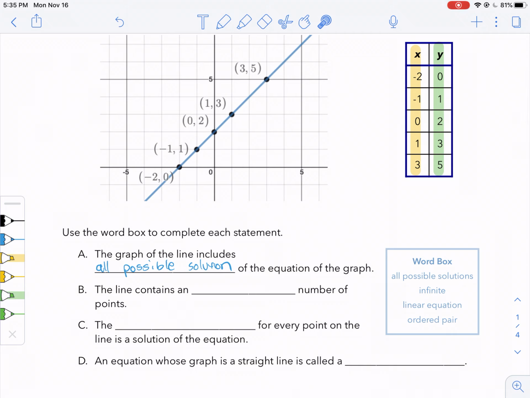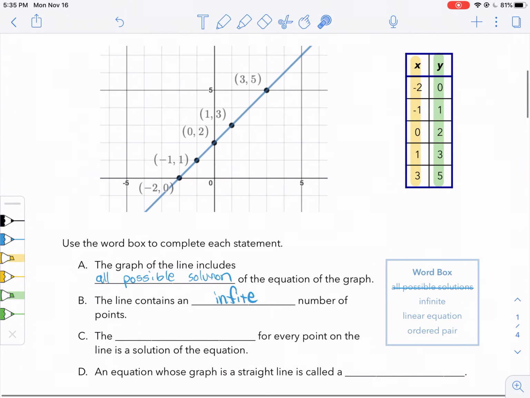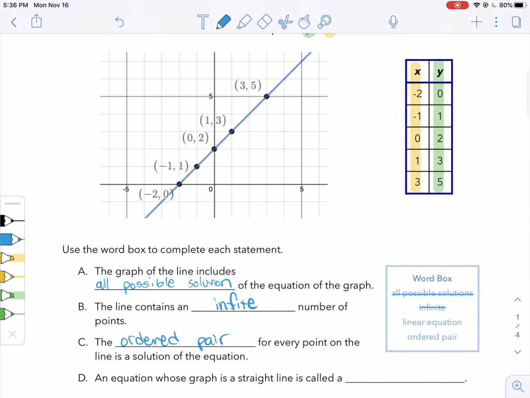So you can say that this line contains an infinite number of points. And it looks like 5, but there's actually a million little points all throughout here. In fact, there's way more than a million. There's infinity. So every point has its own ordered pair, so that every ordered pair for every point on the line is a solution of the equation.